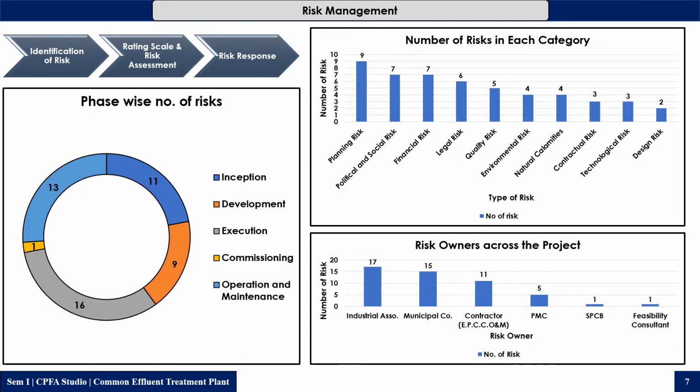As I said, we have categorized the identified risk in the various categories. So the first graph on the right side shows the category-wise number of risks, and the second graph shows the risk owners of the project. As we can see, the industrial association and municipal corporation are the highest risk owners of the project, which are on the client side.